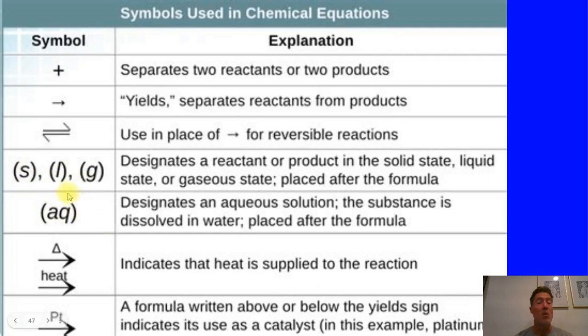This tells us we have an aqueous solution, that whatever we're talking about has been dissolved in water, and we put that right after the formula. So if we took salt, NaCl, and we dissolved it, then it would be NaCl aqueous, so dissolved salt. A delta over the arrow, or the word heat over the arrow, indicates that heat has been supplied to the reaction. And as we said before, something written above or below the yield sign indicates that it is a catalyst. In this case, platinum is a catalyst, maybe in a catalytic converter or something.